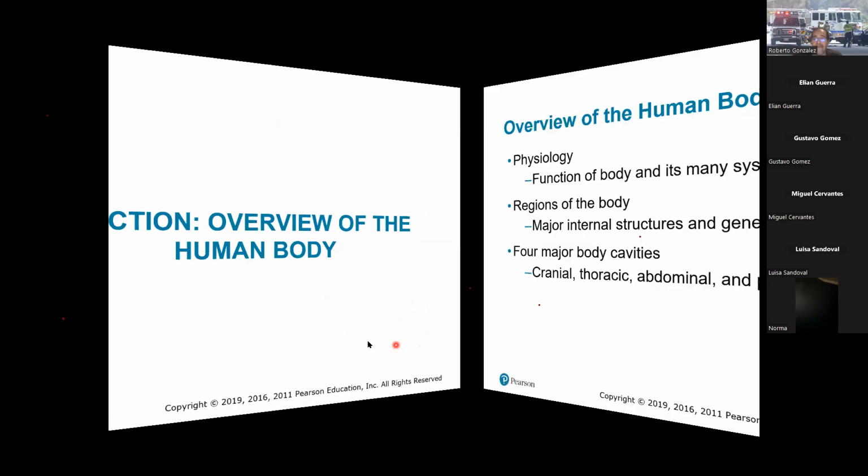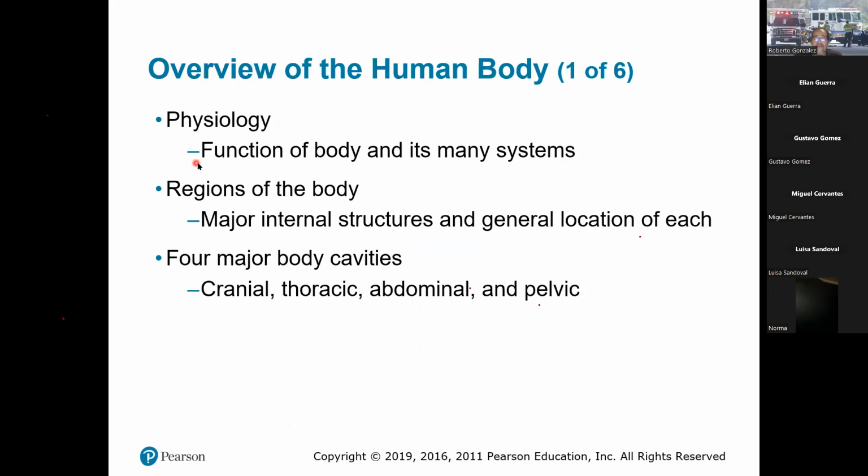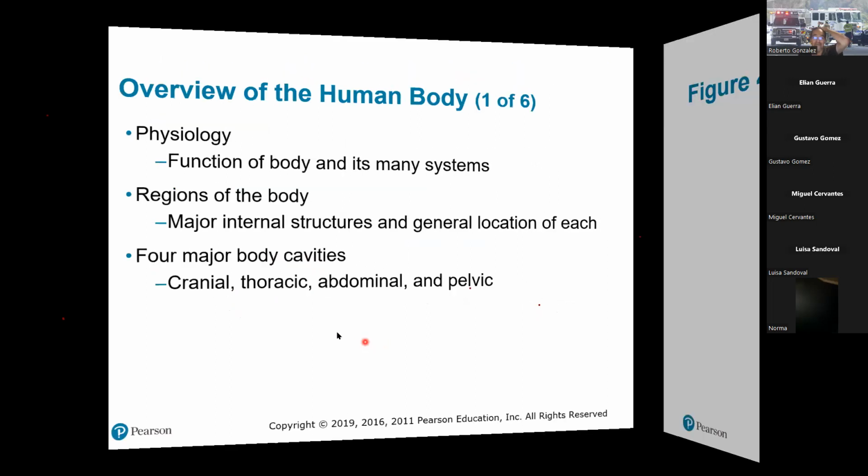Overview of the human body. Basically, physiology is a function of the body and its many systems. So physiology is the function, anatomy is the location and structure of. Okay, you have regions of the body, you have major internal structures and general locations of each, and you have 4 major body cavities: the cranial, the thoracic, the abdominal, and pelvic. And hopefully I might have a picture of that in just a little bit.